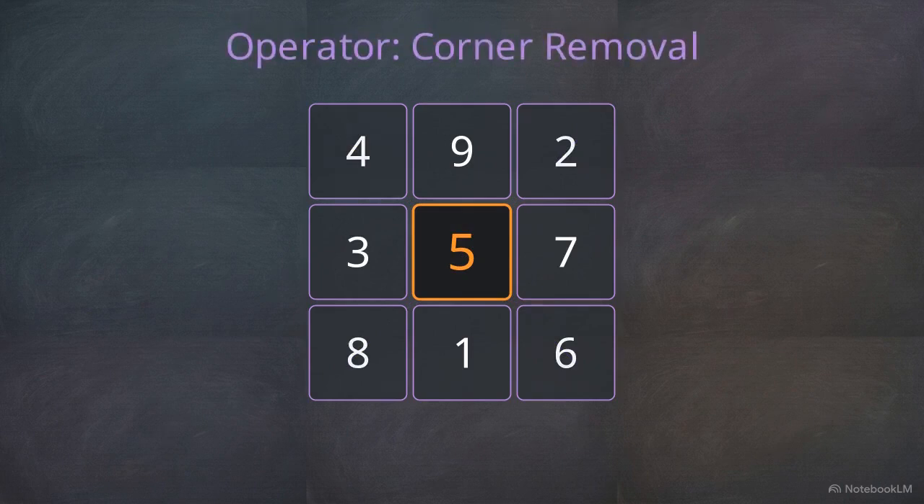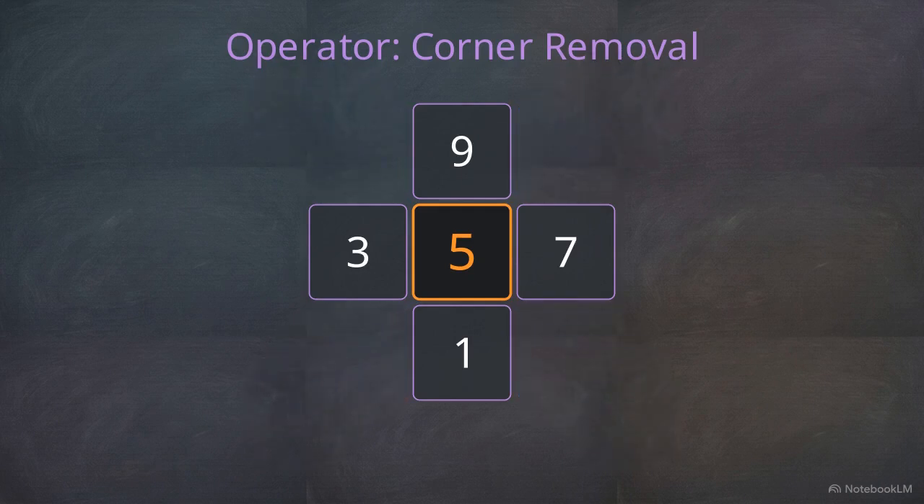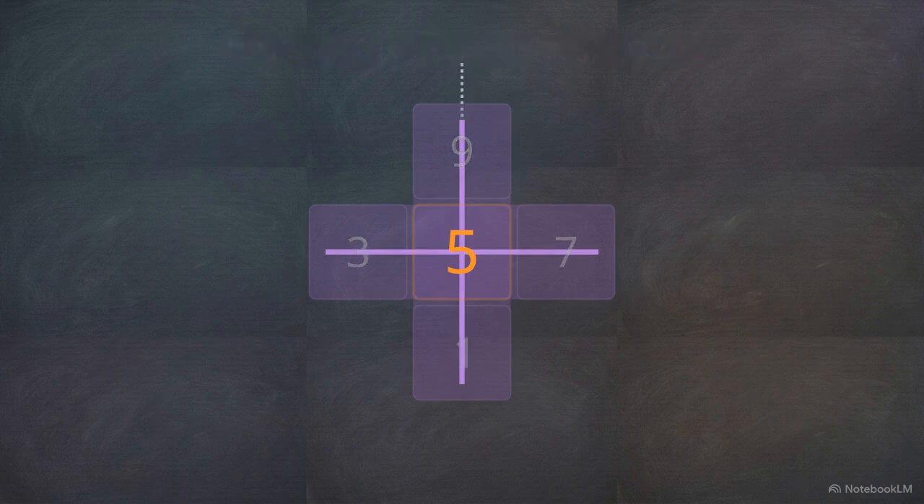We apply the first skeletonizing operator, corner removal. This operation discards the even numbers 4, 2, 8, and 6 from the periphery of the grid. The remaining digits 1, 3, 5, 7, and 9 form an axial cross. This subset serves as the geometric spine of the square, anchored at the center value of 5. This reduction discards the square's standard additive properties to reveal its internal axial symmetry.